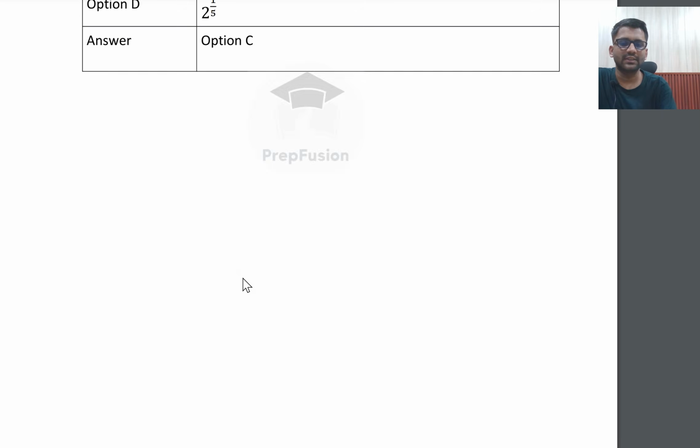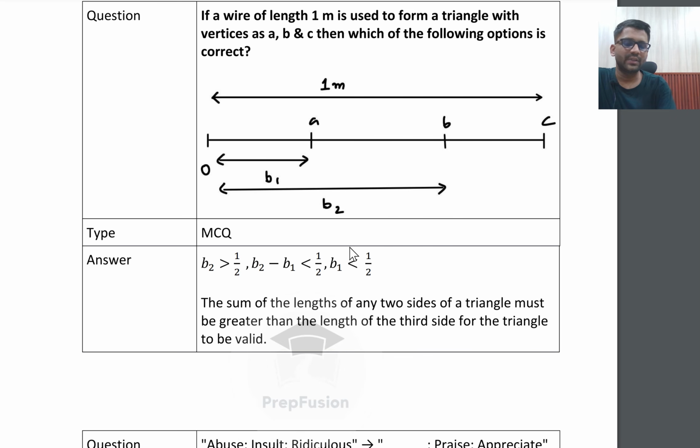Here under root 2 was the answer. For this particular question, you need to tell the wrong option. So I guess the wrong option was B1.